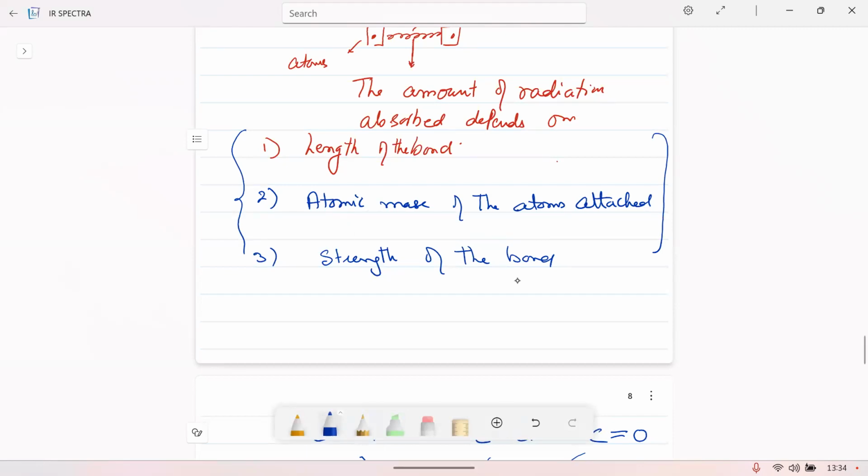Now, we have understood the basic concept of IR, what the IR does. The bonds absorb the energy, they are not able to break, so they vibrate. Vibrations are of different types, bending, stretching, and so on. How much energy they will absorb depends on the length, the atomic mass, and the strength of the bond. Once the bonds absorb the energy, if the polarity changes, or if the molecule is already polar and the polarity changes, then it can be identified. And if the polarity is not changing, or if the molecule remains non-polar, it cannot be identified.